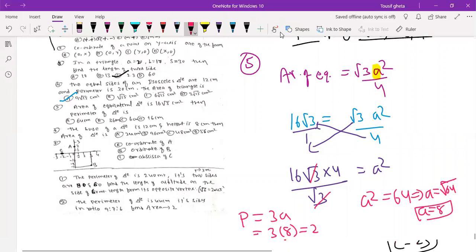Check where is 24? Fifth question, where is 24? Okay. The perimeter of the triangle should be 24. But I think the options are not there in this. So this should be 24 actually. But there are no options, so grace marks should be given. But 24 is the answer.